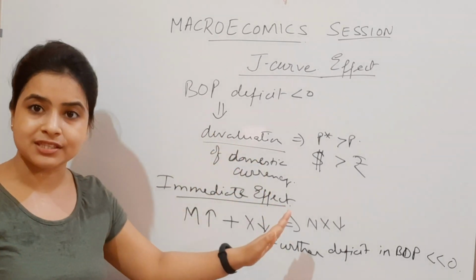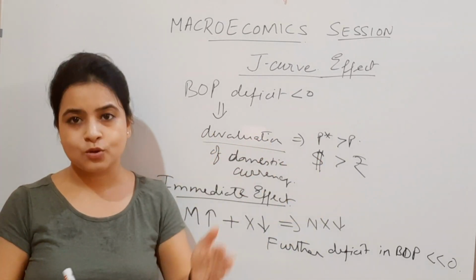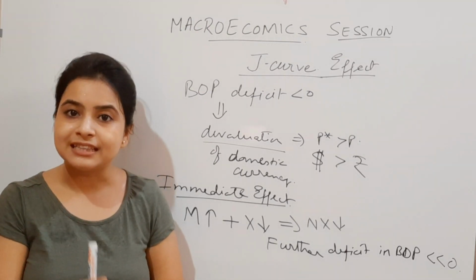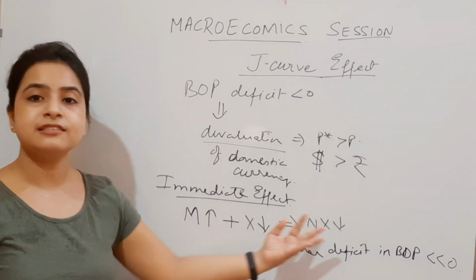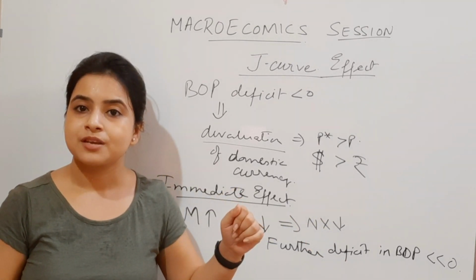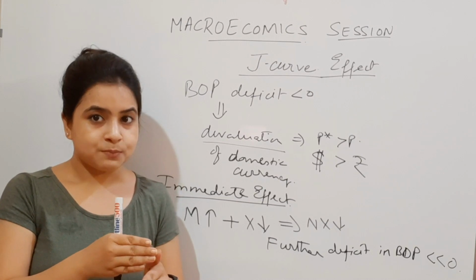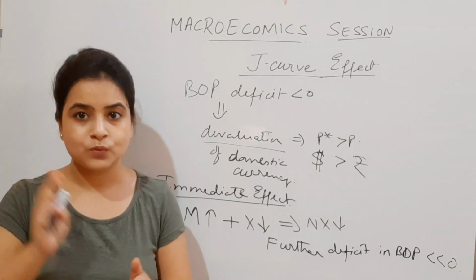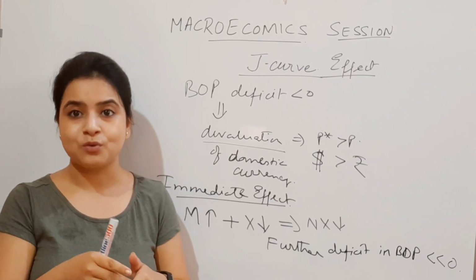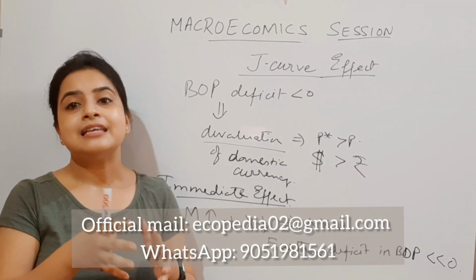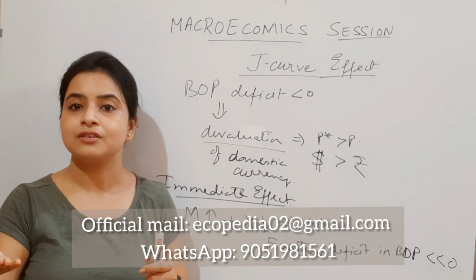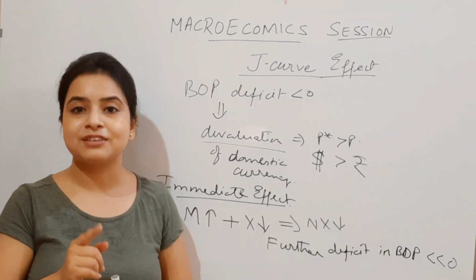But after the adjustment of the lags, after the economy has become accustomed to the lags and these changes, then slowly and gradually over time we will find that these things have changed. That means there will be surplus in the net exports. And if there is surplus in net exports, then current account surplus will be there. If there is surplus in current account or BOP account, then we can find that the BOP will be positive. So this is how the J curve is forming.